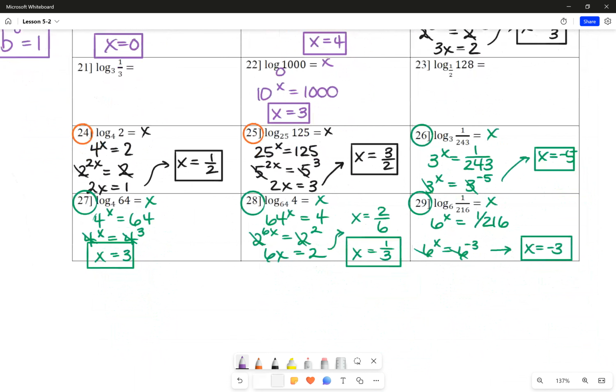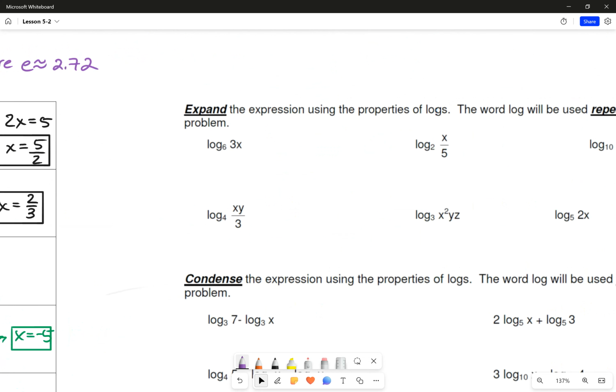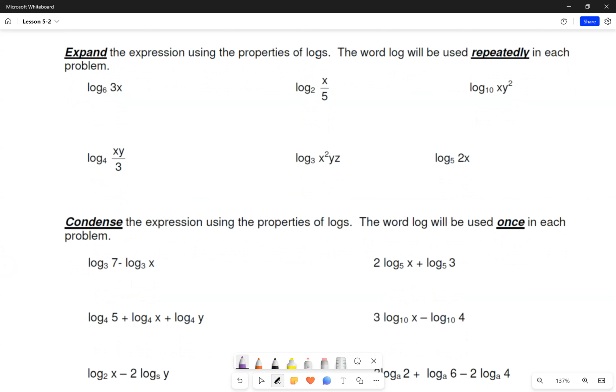So 21 and 23 are your problems. Okay. All right, let's talk about expanding and condensing. We are almost done.